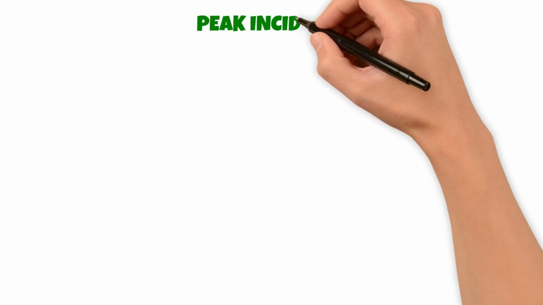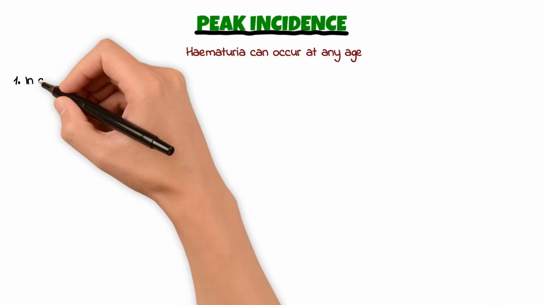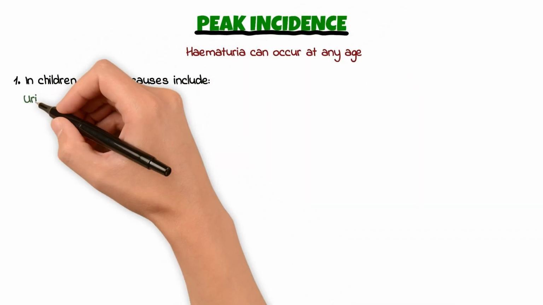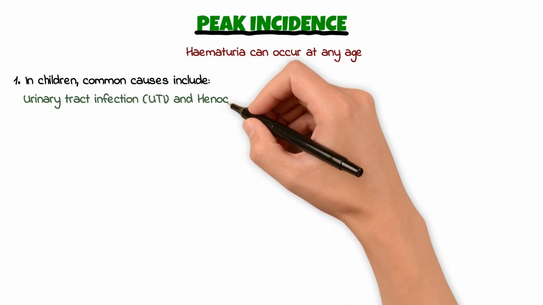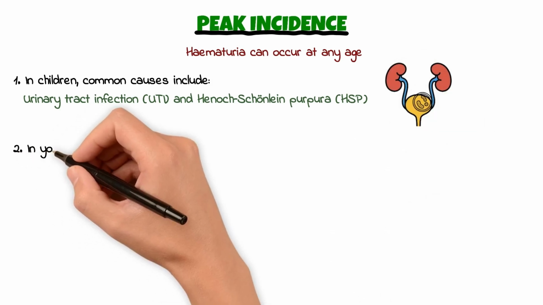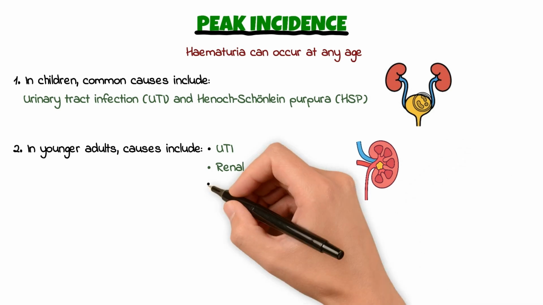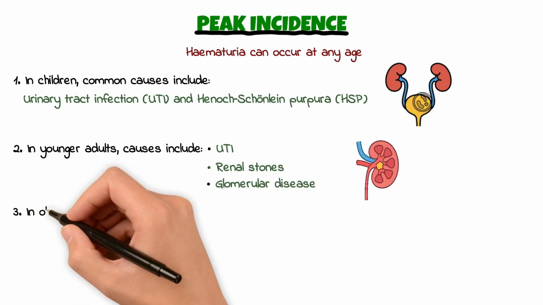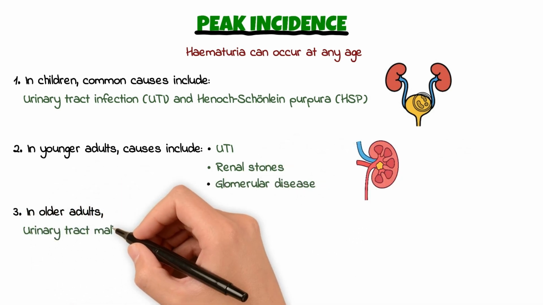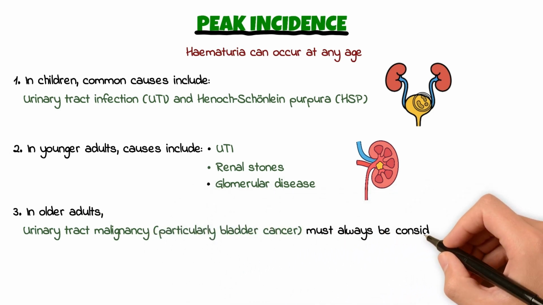Peak incidence. Haematuria can occur at any age. In children, common causes include urinary tract infection and Henoch-Schönlein purpura. In younger adults, causes include UTI, renal stones, or glomerular disease. In older adults, urinary tract malignancy, particularly bladder cancer, must always be considered.